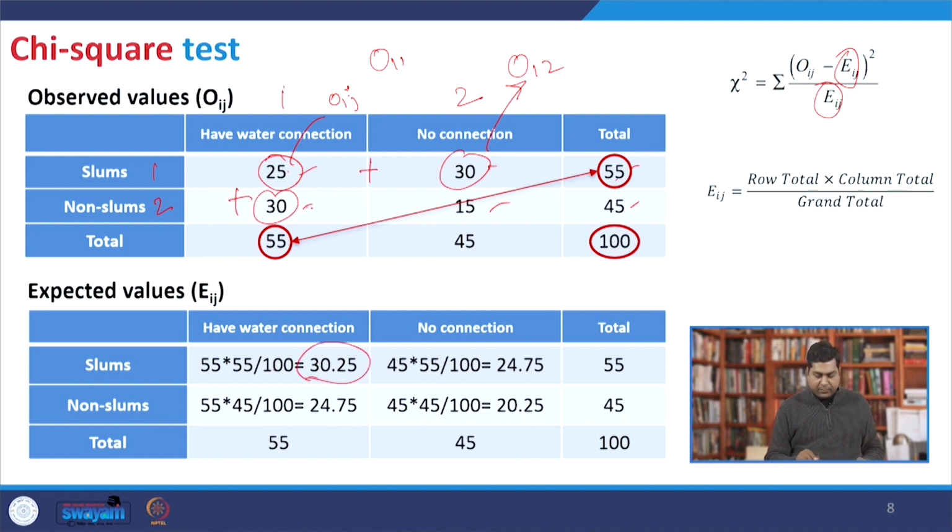Now for the next value, which corresponds to the non-slum, the row total will be the same, but the column total will now be 45, right? Then you can also calculate the corresponding value at your end and match that it is 55 into 45 divided by the sum total 100. So this is 24.75. Accordingly I calculated all of them. Now you can see a difference, right, where the observed frequency for O11 is 25, but E11 is 30.25. So there is some difference. Now we'll go for that calculation.